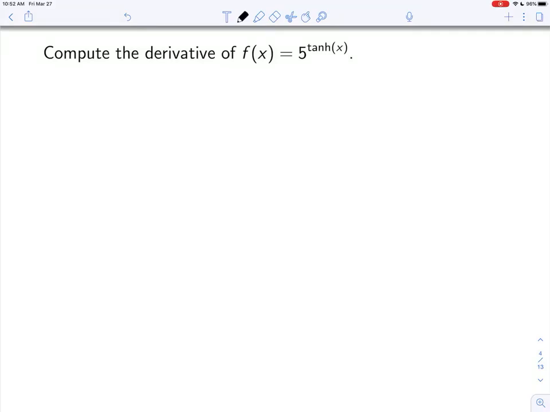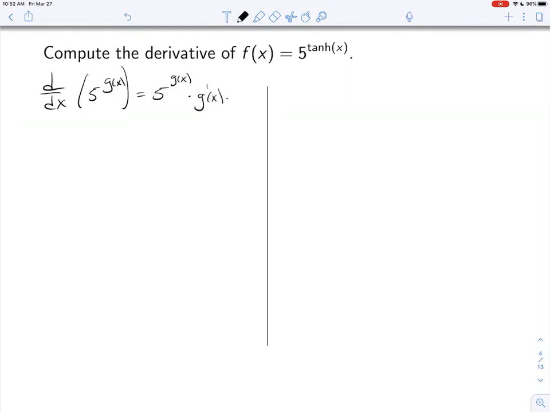All right, next problem. I want to work out this one two different ways with you. I'm going to just use the known formula, but then I'll also show you how you can use logarithmic differentiation as well. So the known formula is, let's just write it down actually. If I want to take the derivative of 5 to the g of x, this is just 5 to the g of x times g prime of x times ln of 5. You can throw the ln of 5 in before the g prime if you want.